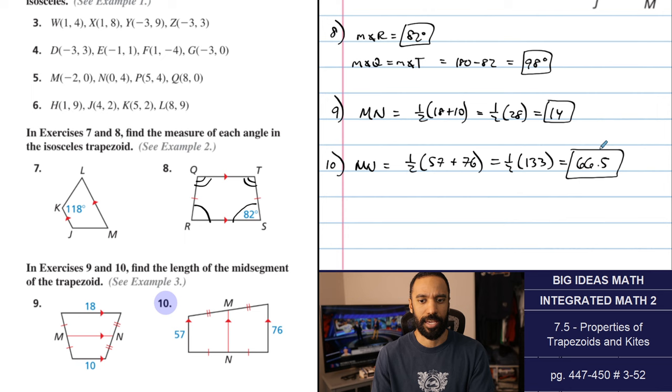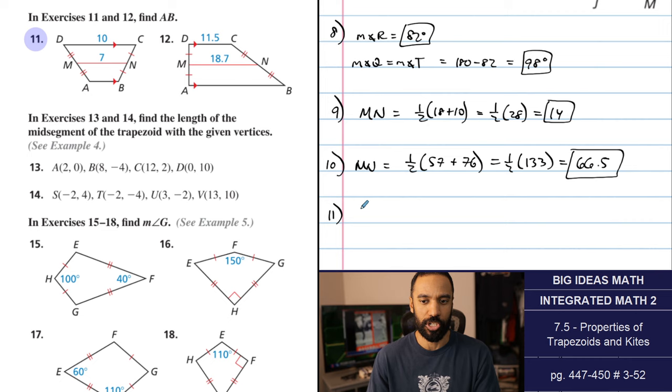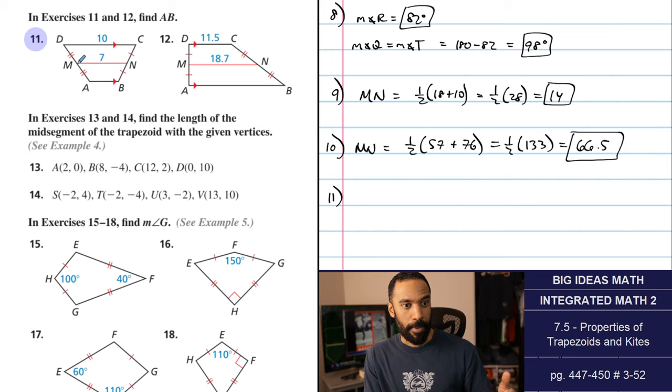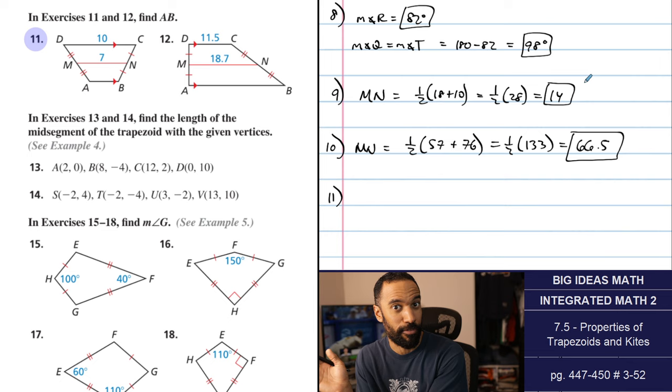Let's find the length of AB now in numbers 11 and 12. Now, they give you enough information to see what you can make a conclusion on. This is a mid-segment, MN, just like you saw before. It is a mid-segment because of the congruent parts here means midpoint and midpoint, and it's a mid-segment of a trapezoid given the parallel sides. But we know the mid-segment this time. So, you know, a couple different ways you can do this. I can tell you right now the answer is going to be 4.